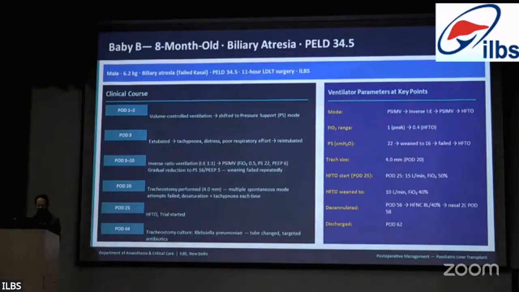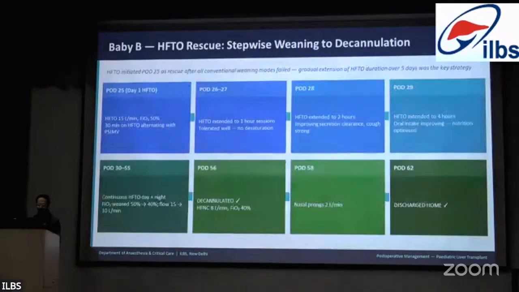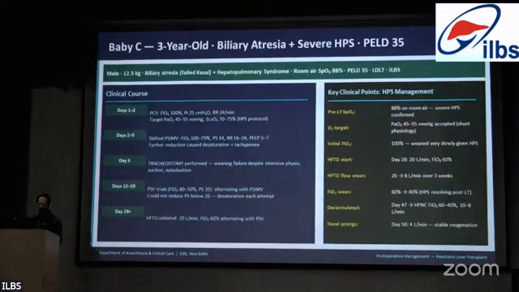From post-operative day 25 onwards, a high-frequency tracheal oxygen trial was started. Tracheal cultures were done when required. Tracheostomy tube was changed. We used high-frequency tracheal oxygenation as a weaning technique. We gradually increased the duration from 30 minutes to 1 hour to 2 hours. By day 55, we could keep the child continuously on high-frequency tracheal oxygenation. Day 56, the child was decannulated, and on day 62, he was discharged home.